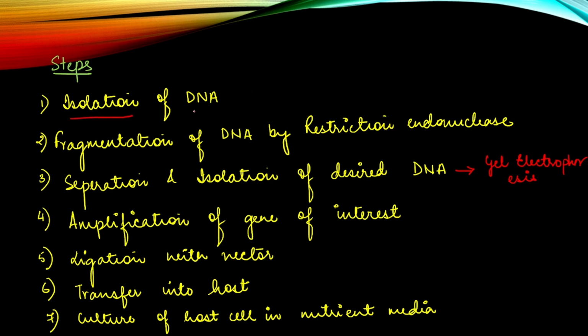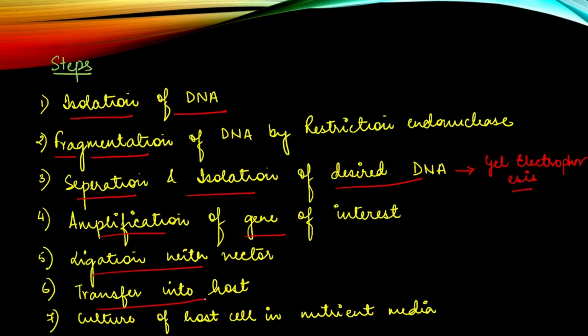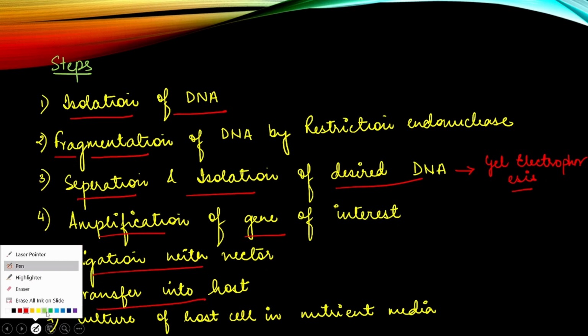First we will isolate genetic material DNA from the living organism, then fragmentation of DNA by restriction endonuclease, separation and isolation of desired DNA, which we will do with the help of gel electrophoresis, then amplification of gene of interest, ligation with vector, transfer into host, culture of host cell in nutrient media. That means what is the criteria here?